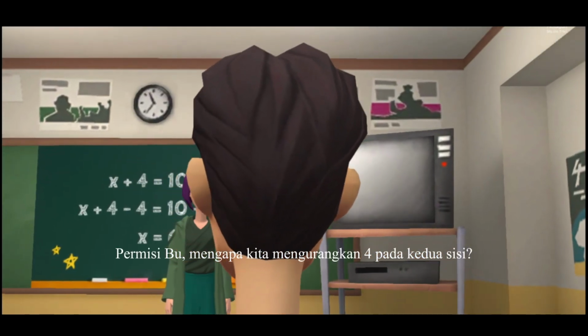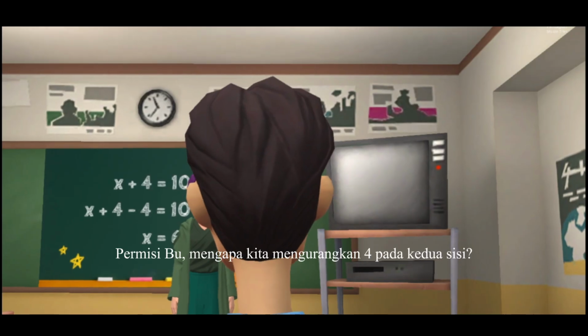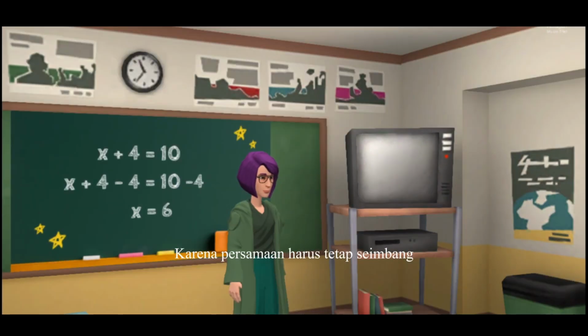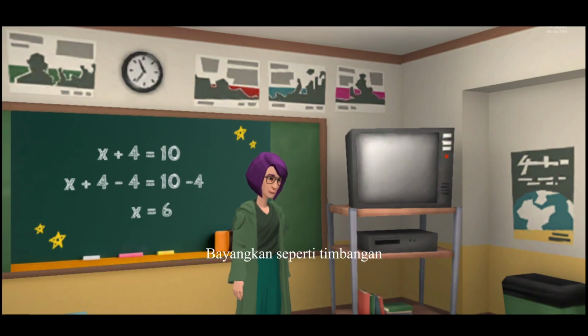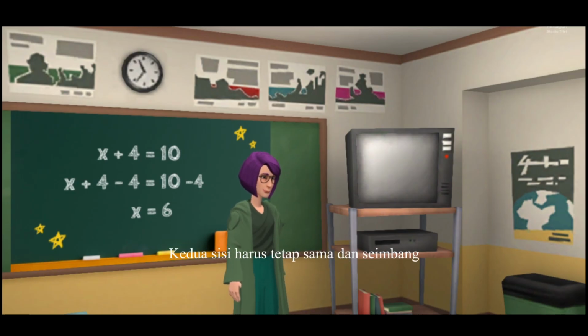Excuse me, Miss. Why do we subtract 4 on both sides? Because the equation must remain balanced. Think of it like a scale. Both sides must remain equal and balanced.